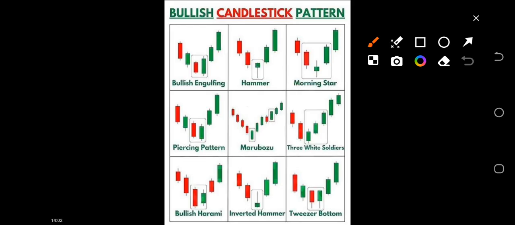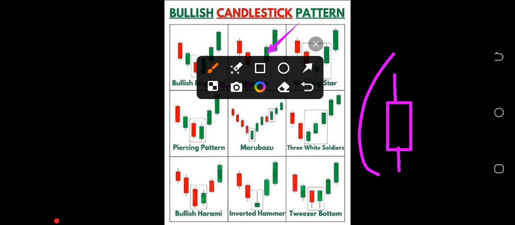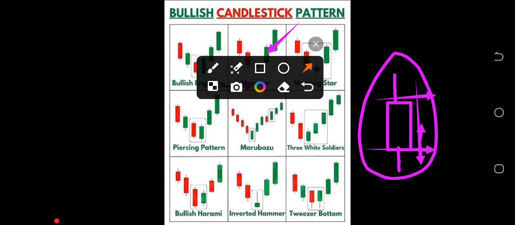in this scenario, this is a hammer, right? Now you see there's a lower wick here. If you remember the anatomy of a candlestick, I told you the candlestick will have the body. This is the body of the candle. Then the candle will have the shadow, upper shadow and lower shadow, right? If this is a bearish candlestick, it means that it opened above and then dropped down.